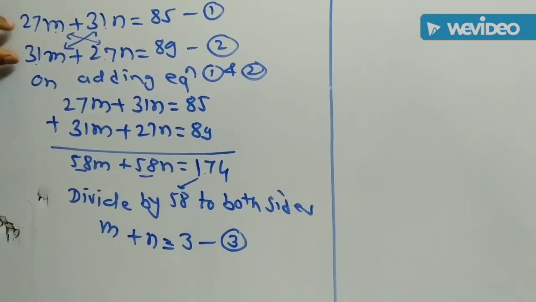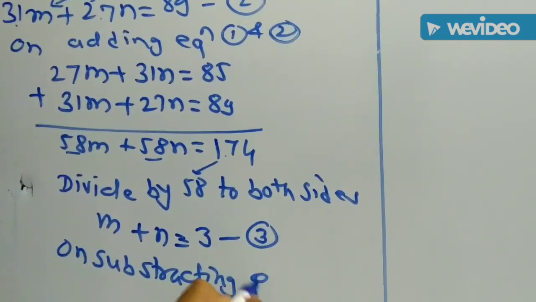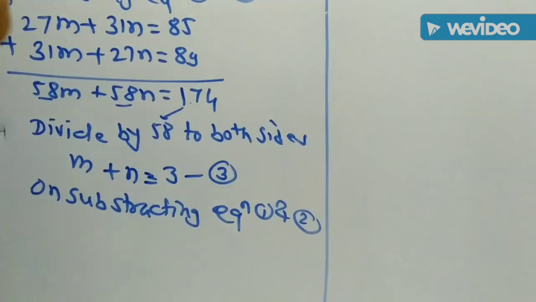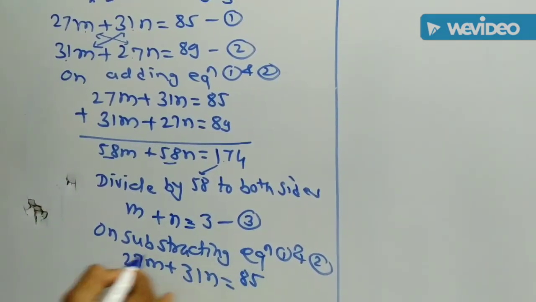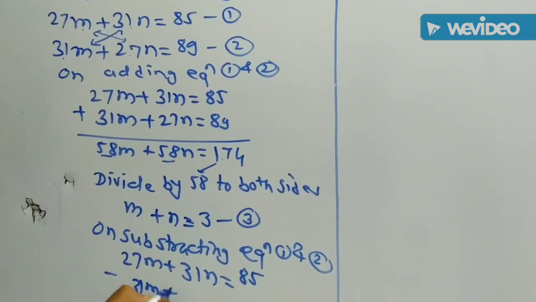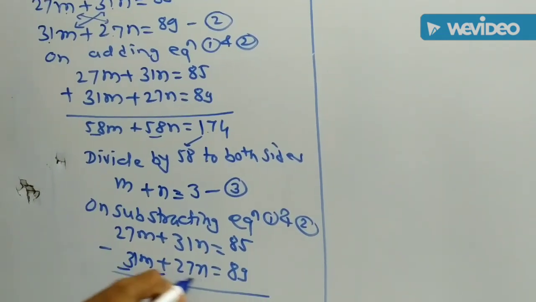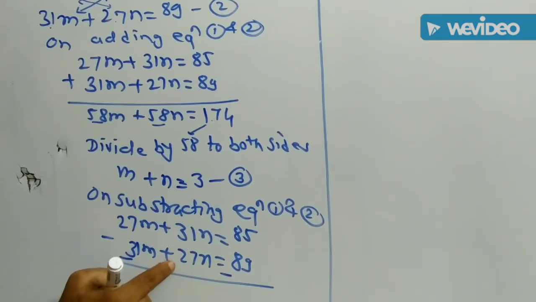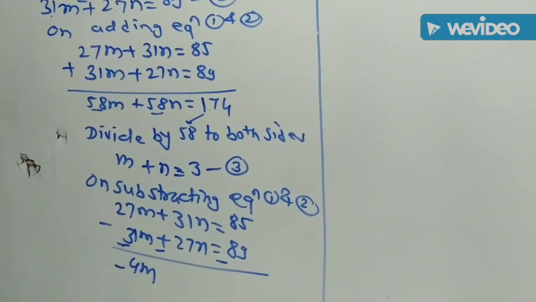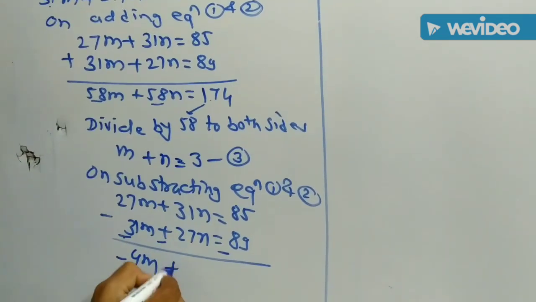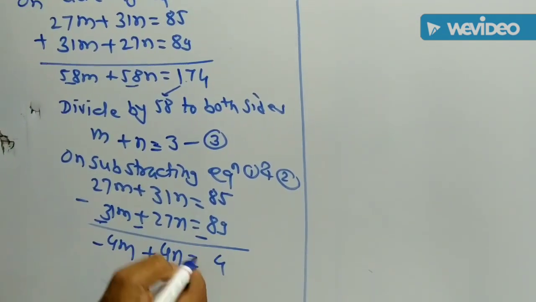Now we take the subtraction of both. Now on subtracting equation 1 and 2, we get 27m plus 31n is equal to 85, minus 31m plus 27n is equal to 89. Now to subtract, change the sign of the second equation. Plus gets minus, plus gets minus, plus gets minus. 27 minus 31, that is minus 4m. 31 minus 27, that is plus 4n. 85 minus 89 is 4, with the sign of the bigger number.